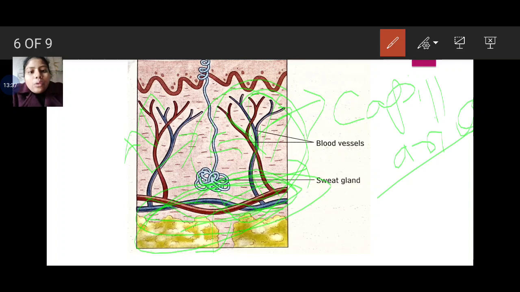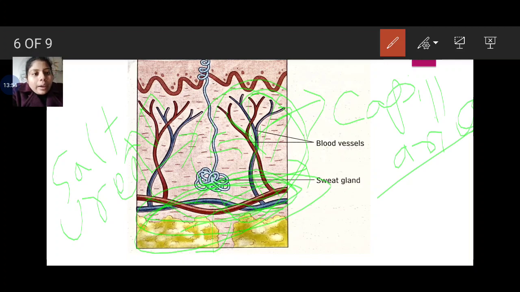What is given out over here? The waste components. Simple. Now, they get dissolved with the sweat over there, or the excess of water. What is sweat? Basically the excess of water.